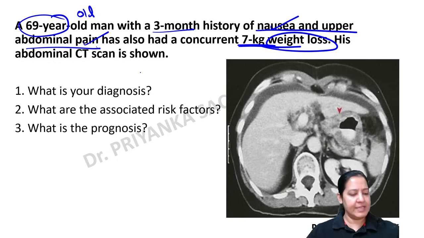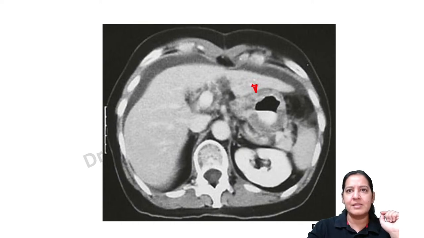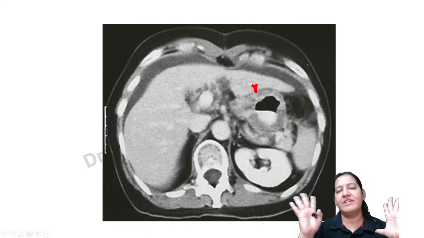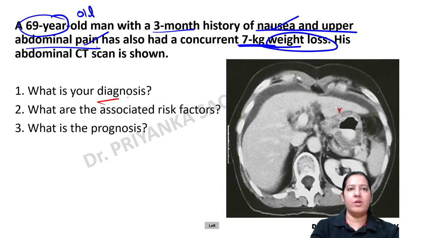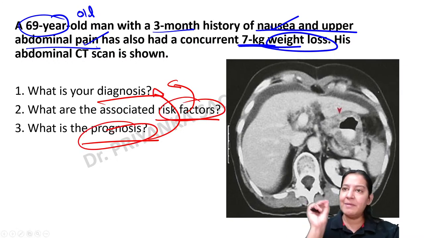In the CT scan, can you see this marking? The red color mark is there. This is the pathology. The examiner always marks the pathology. Don't search here and there, just see where the pathology is. So what is the pathology? First tell me the diagnosis. Then I will ask the risk factors for this diagnosis, then the prognosis. First tell me the diagnosis; risk factors and prognosis later.